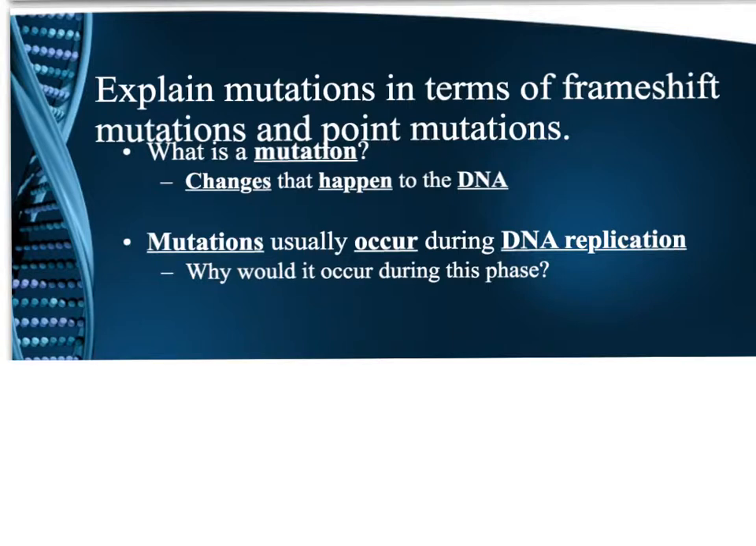So, the first thing we need to do, this objective up here, sorry for my notes, they look a little bit weird. That's because the formatting, there's errors in it when I copied this PowerPoint over, so bear with me. We're going to explain mutations in terms of something called a frame shift mutation and a point mutation, and I think once you look at the word frame shift and you see an example, it's going to make sense to you. But first, what is a mutation?